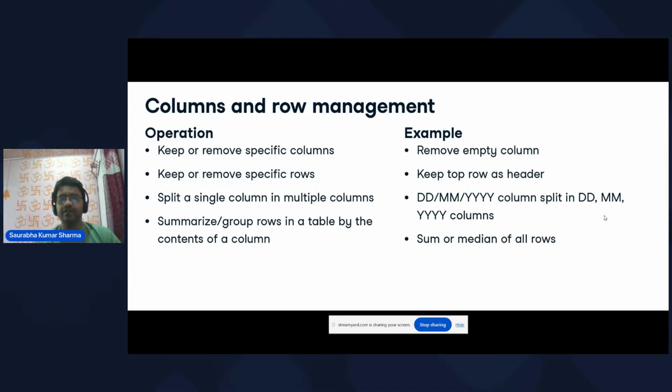The example is also there. They have mentioned keep or remove columns, which removes our empty columns. Keep and remove specific rows. Keep the top rows as a header. That is very important. Third one is splitting a single column, which is a DD column, splitting with DD and YY into three separate columns. And summarizing, grouping rows in a table by the contents of a column. You can take the sum or median of all the rows or something, you can do very easily.